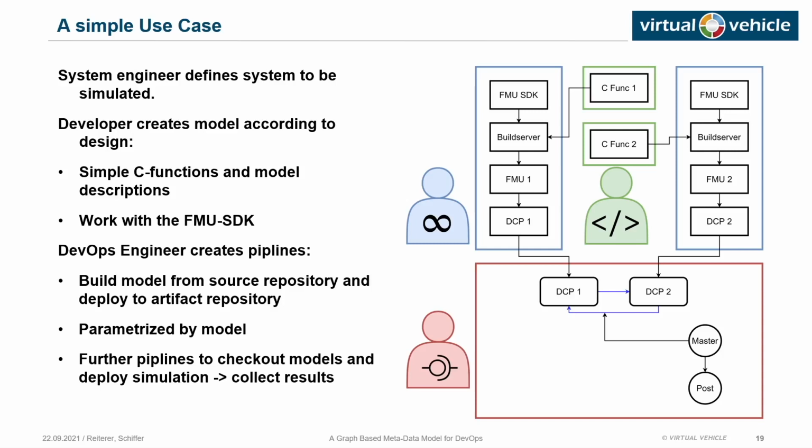So in our use case, the models to be used are functional mockup units, or FMUs. They are built using the FMU software development kit. In these roles, the developer wrote the C code and the model descriptions that implement the models. This code is stored in a Git repository, and the DevOps engineer provides pipelines, or templates for pipelines, that are filled out and used to build these FMUs, to test them, and to deploy them to an artifact repository. Further pipelines are used to deploy and run the simulation and then finally collect the results.